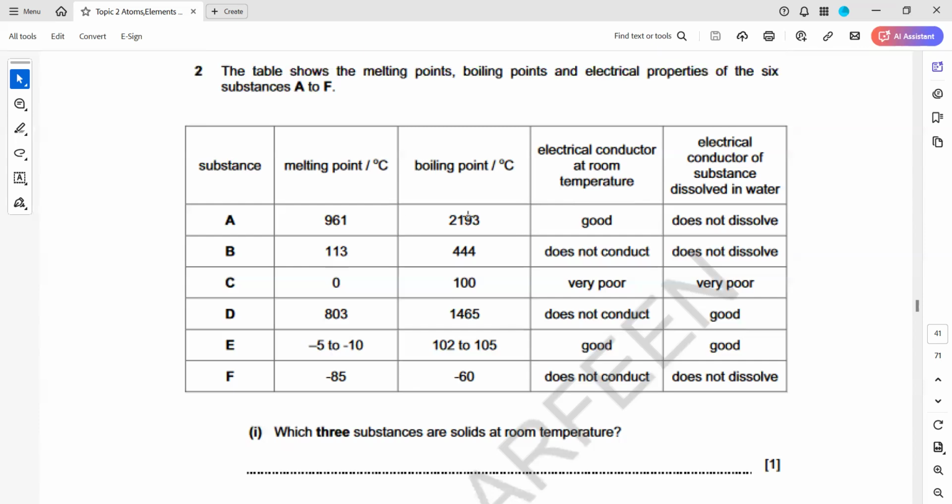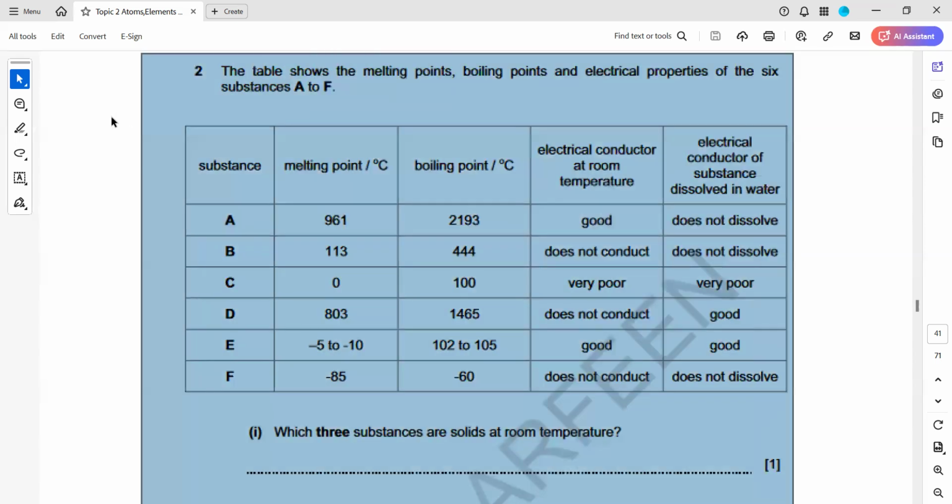Melting points and boiling points are shown, along with electrical conductivity at room temperature and electrical conductivity for a substance dissolved. Which 3 substances are solid at room temperature?